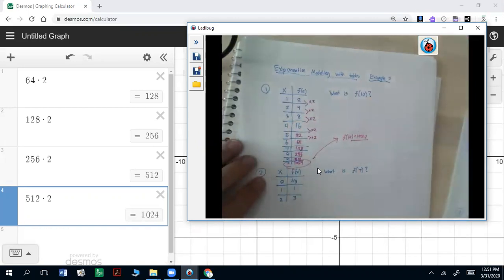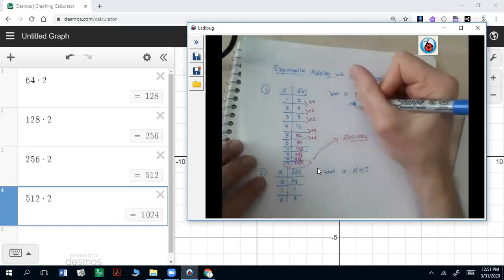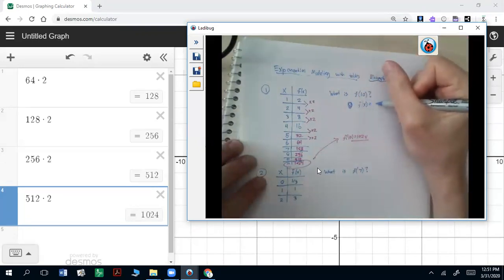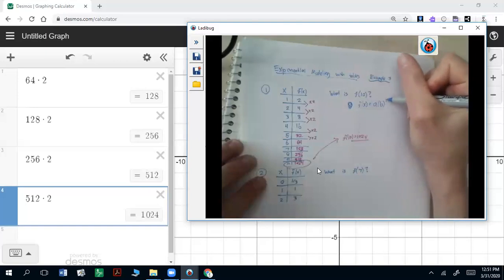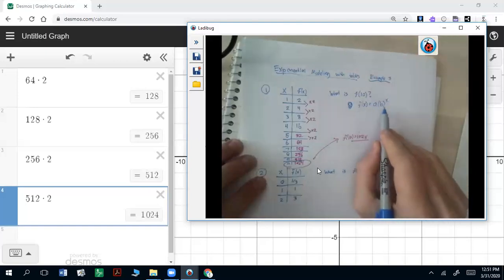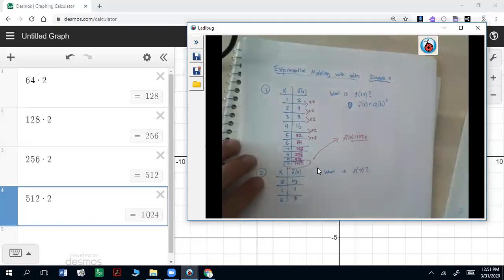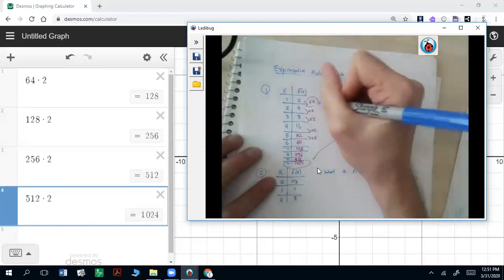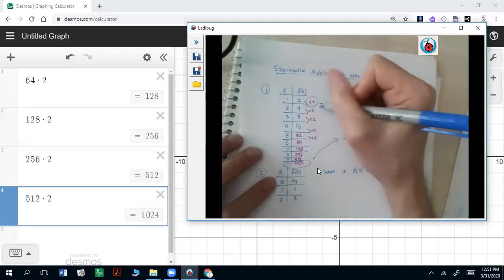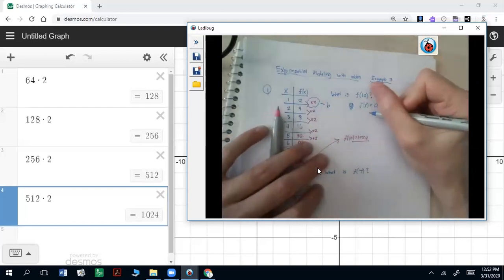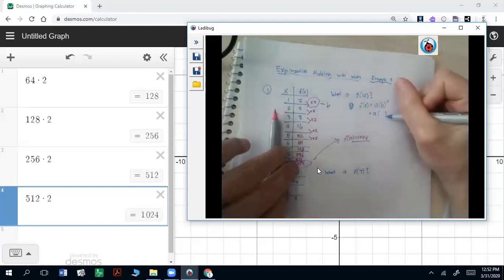That's not really how I would do it every time. What I really want to look for is, can I model the function f of x equals a times b to the x power? And if I can come up with an a and a b value, then all I have to do is plug in the number 10 and I'll get my answer. So the b value is always going to be what you're multiplying by to get to the next number. So I know it's going to be a times 2 to the x power.